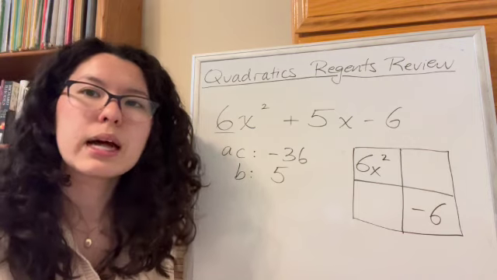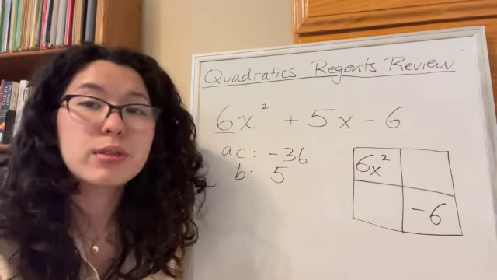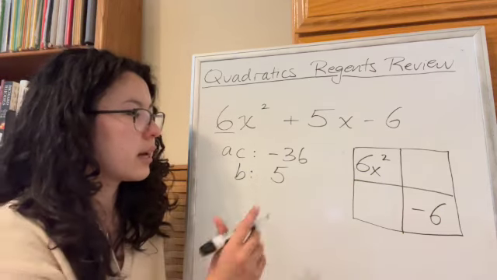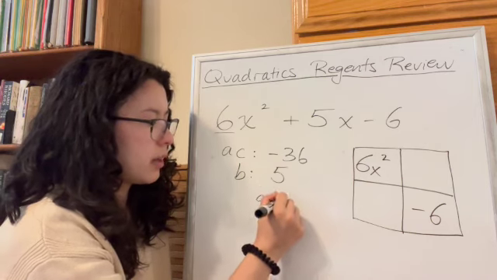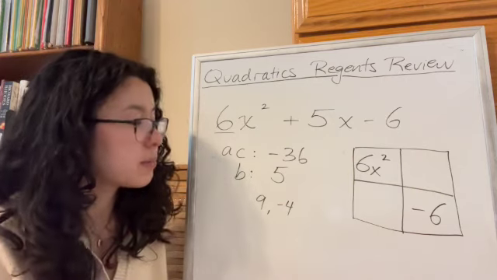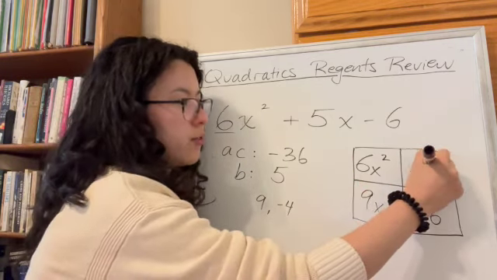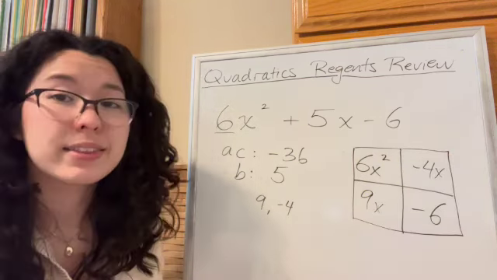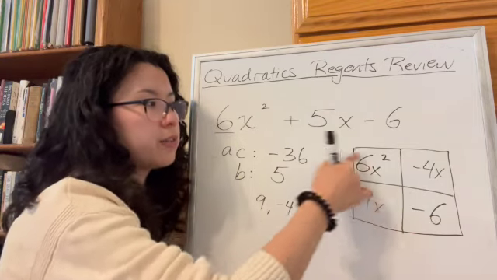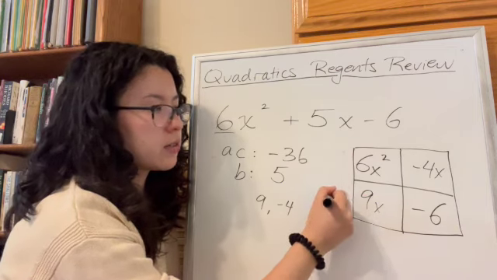Well, the way we split it up is by thinking about what adds up to 5 and multiplies to negative 36. In this case, the two values we're going to get are positive 9 and negative 4. 9 times negative 4 is negative 36. 9 plus negative 4 is 5. So I'm going to put 9x here and negative 4x there. At this point to factor, all we have to do is find the greatest common factor of each row and column of our box. So here the greatest common factor is 3.